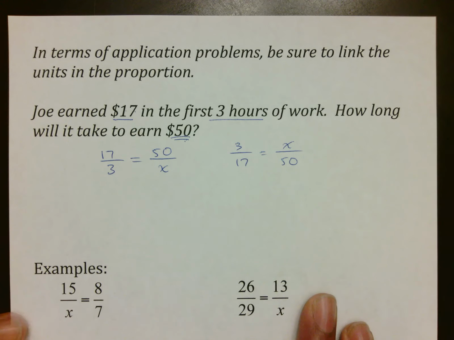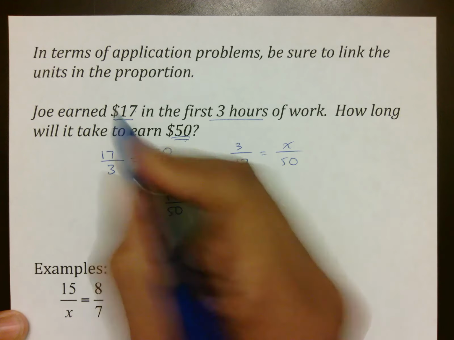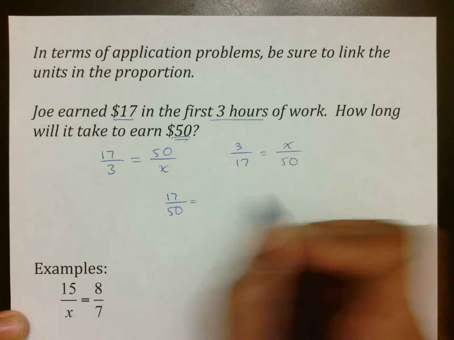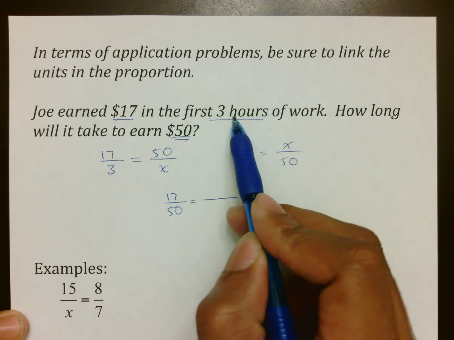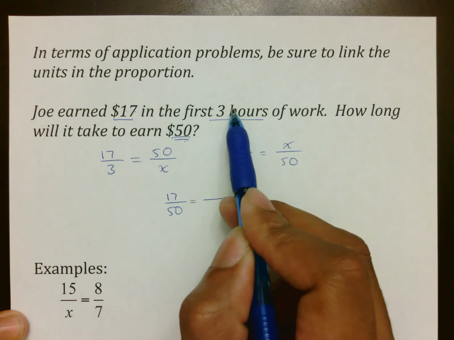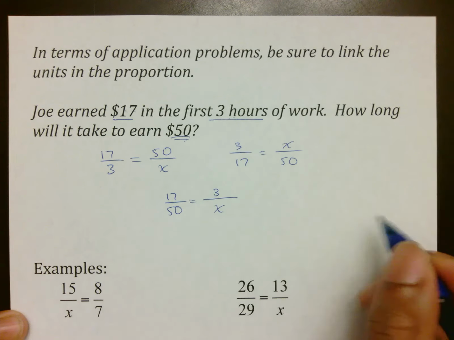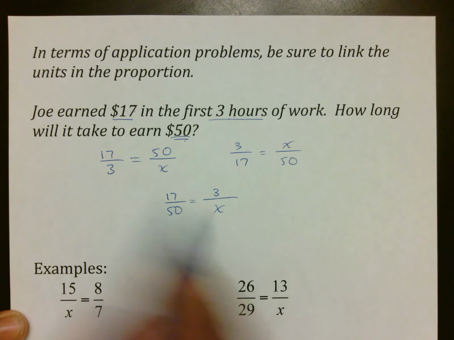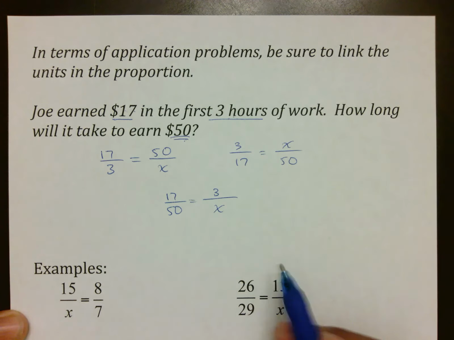You could, as a third option, simply put the dollars in one fraction, so 17 over 50. The thing you'd have to do with the 3 is understand that the 3 is directly related to the 17, not the 50, because it took 3 hours for $17, which means that 3 would go here, x would go there, but again, notice you're still multiplying 17 times x. You're still multiplying 3 times 50 in each of those. Either one of those 3 is good.